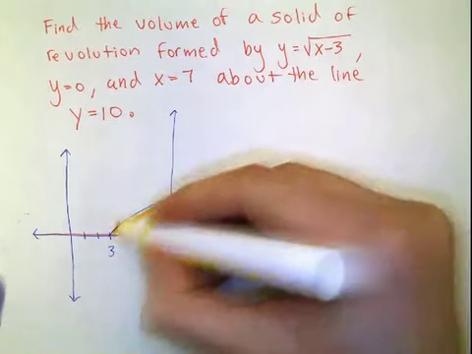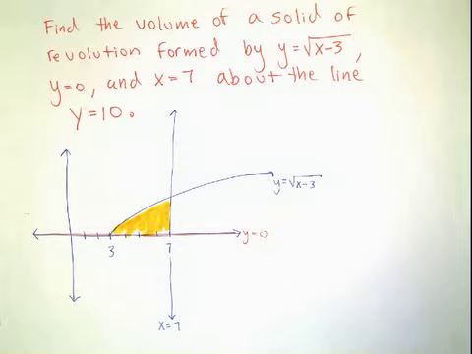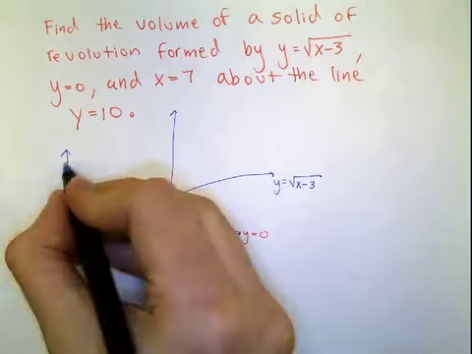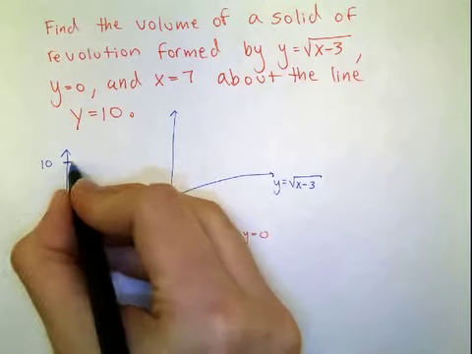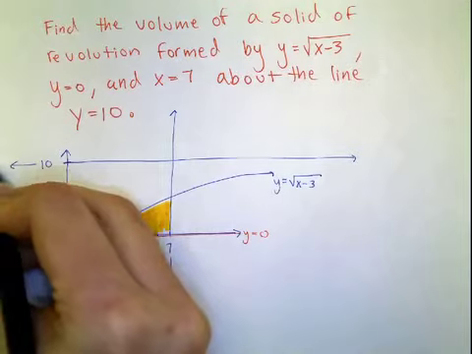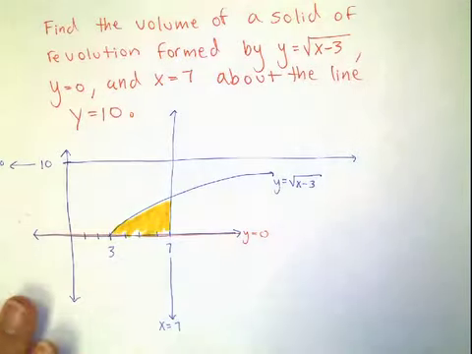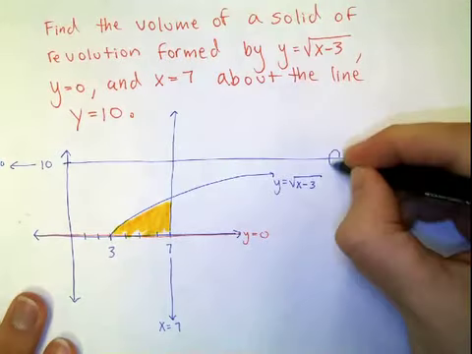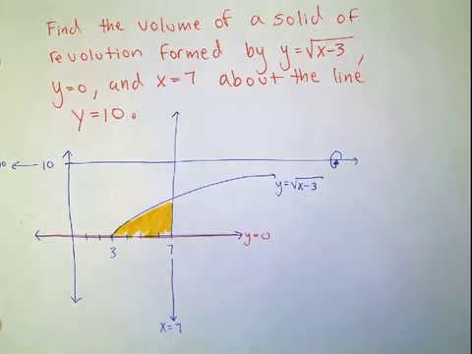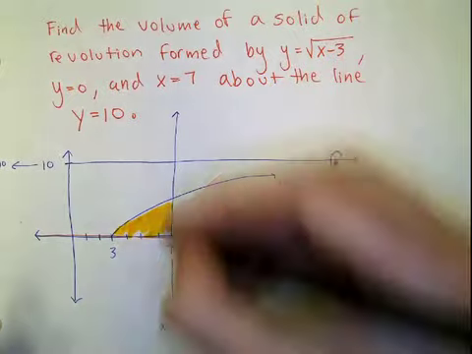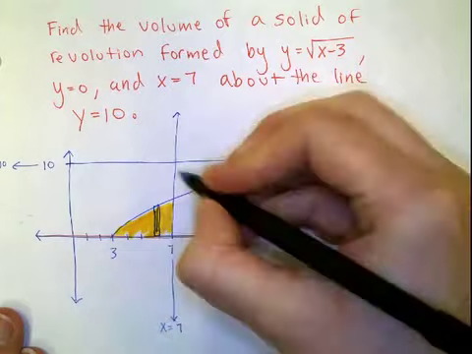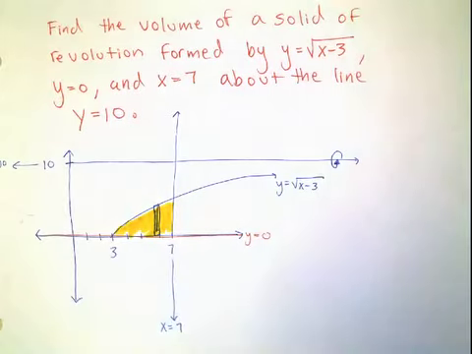And if we read this problem carefully, it's revolving around y equals 10. So y equals 10 is going to be somewhere way up here. I'm going to make this up. Let's say it's right here. Y equals 10. Which means we're going to spin around this thing. So I'll draw my little spinny arrow. And it's another washer problem. If I spin the yellow region, it has a rectangle that looks like this. So we can see that there's a big gap in the center here.